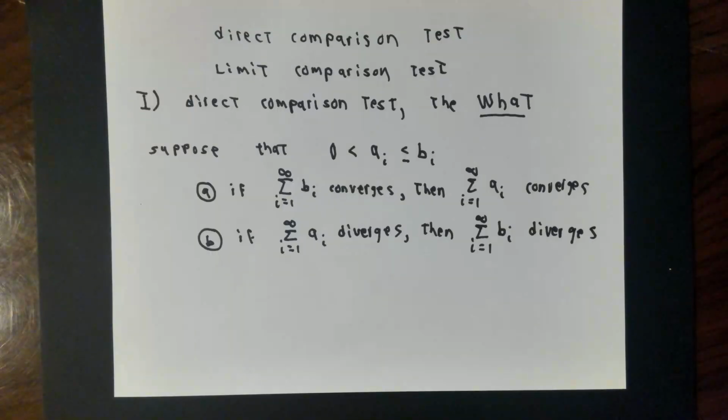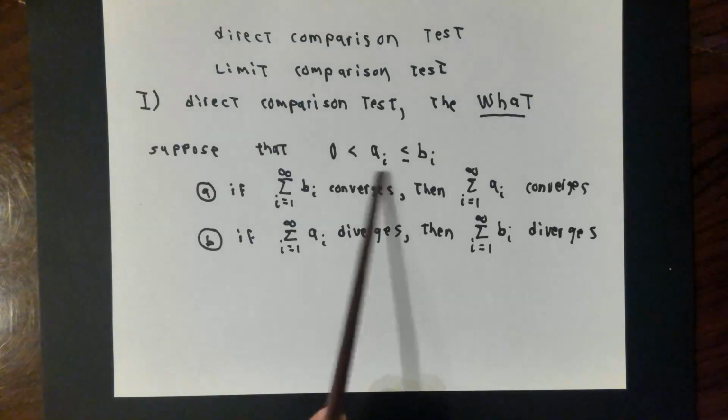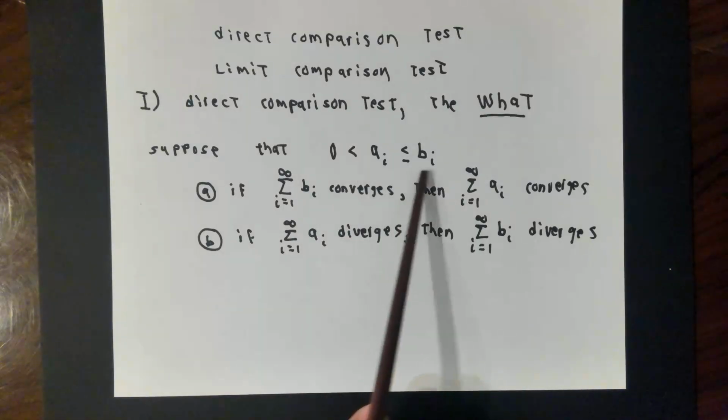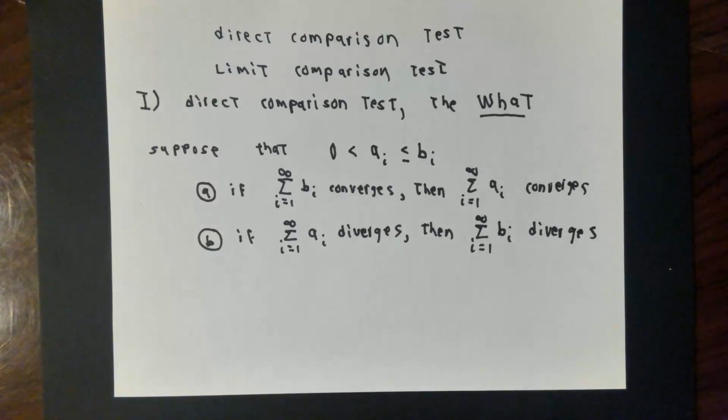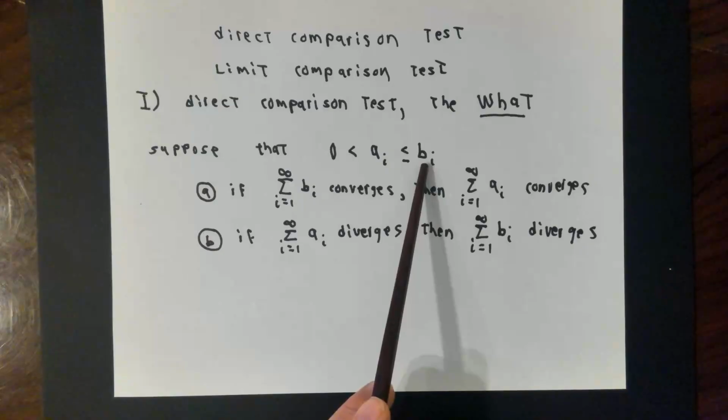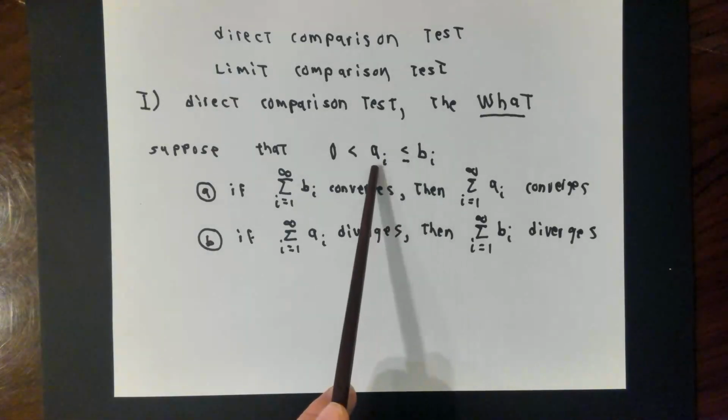The direct comparison test says this. Suppose you have some numbers, a_i and b_i. The a_i are all positive. The a_i are all less than or equal to b_i, which means, of course, the b_i are all positive as well. Statement number one, if the sum of these terms converges, then the sum of those terms converges.